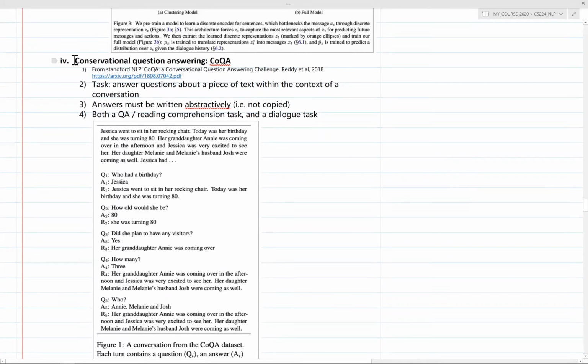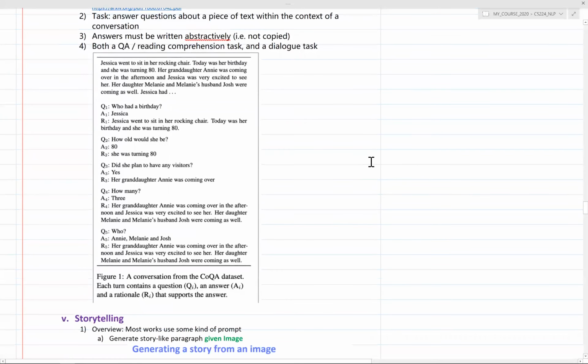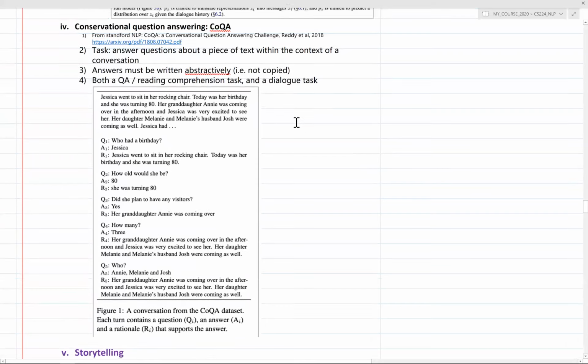Then it comes to another NLG task, called conversational question answering. Basically, people are going through their conversation, and in the end we could ask the computer to tell us the answer within their conversation. This problem requires the answers to be written abstractly. I think more details are in this paper as well.